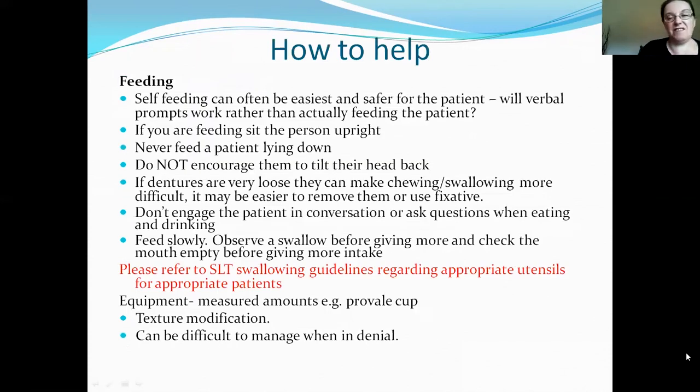Okay, so how can we help? So here are some of the advice and strategies we will give. Self-feeding can often be the easiest and safest for the patient. So rather than jumping straight to feeding them, just look at whether verbal prompts could work rather than actually feeding the patient. There may be times when definitely feeding the patient will help, but just have a little think about that as well.